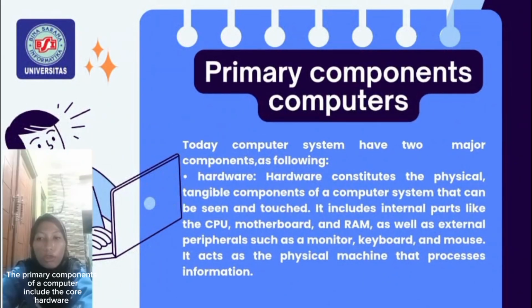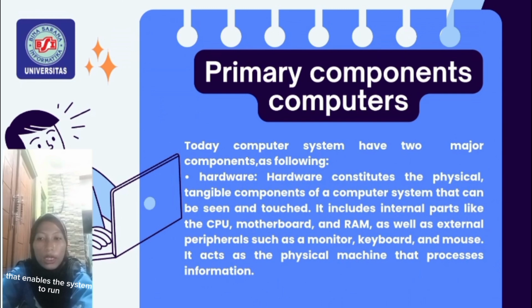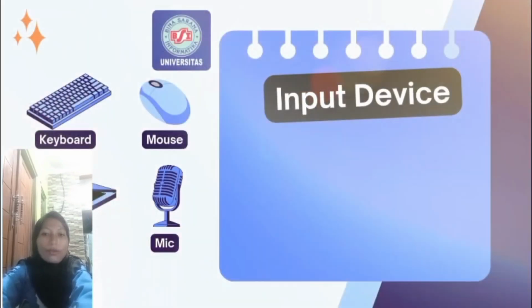The primary components of a computer include the core hardware that enables the system to run. The components of a computer are the CPU or brain, motherboard, RAM or short-term memory, storage or SSD or HDD, GPU or graphics, and power supply or power. These components work together to process data and produce output, supported by input devices such as a keyboard or mouse.